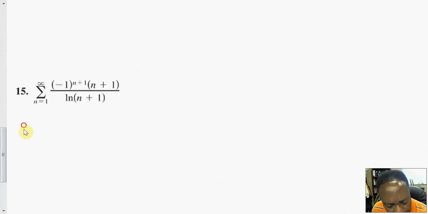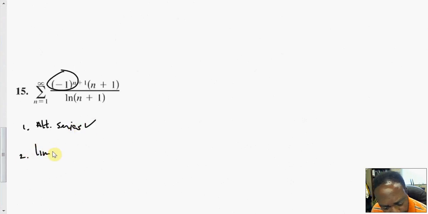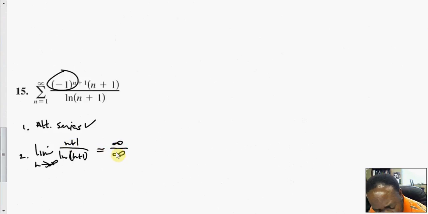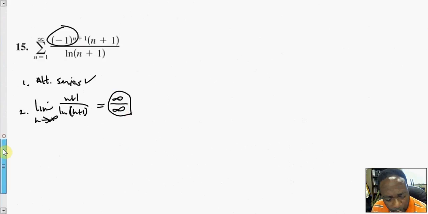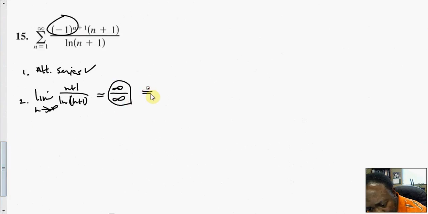What about this one? Is it an alternating series? Yes. What about the limit? We have to investigate. The limit as n goes to infinity of n plus 1 over the natural log of n plus 1. But here we get infinity over infinity, so we have an indeterminate form, so we apply L'Hopital's rule. So this implies that we have the limit as n goes to infinity.